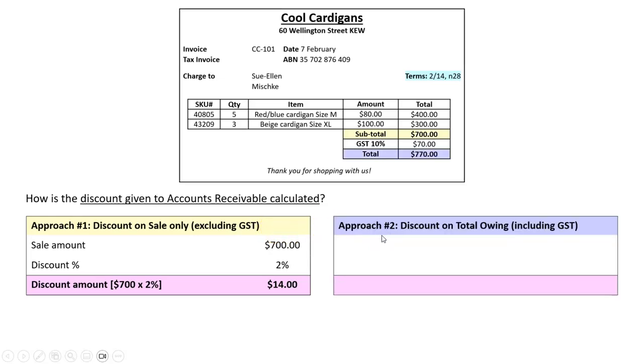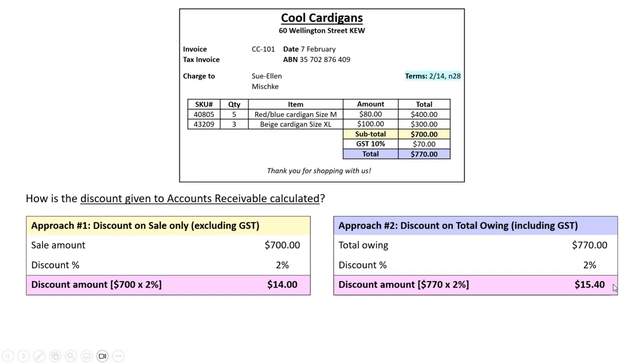The other way we could do it is approach number 2, calculate the discount on the total owing, including GST. So that would be this number here, which is $770. So if we were going to do that one, we'd say the total owing was $770. The discount percentage is 2. So the discount amount would be $770 times 2%, and that is a total of $15.40.